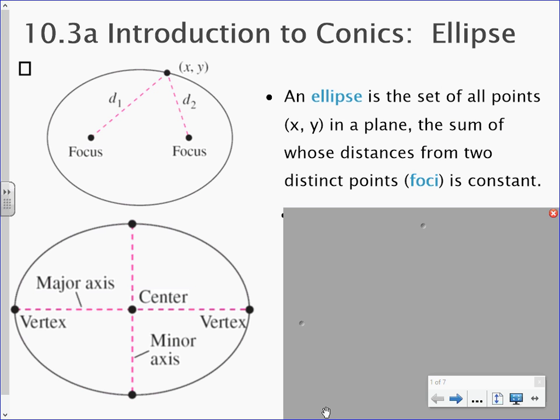Something else you'll want to keep in mind is that your foci will always be on the major axis. Okay, so you have these labeled up here, focus and focus, those are on the major axis. Okay, so if we have a horizontal ellipse, our foci are horizontal from the center. If we have a vertical ellipse, our foci are vertical from the center.